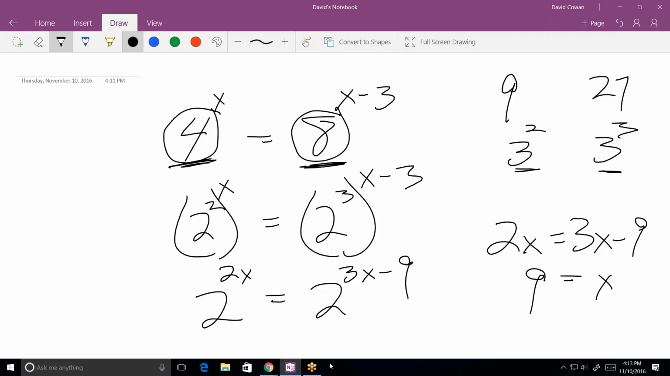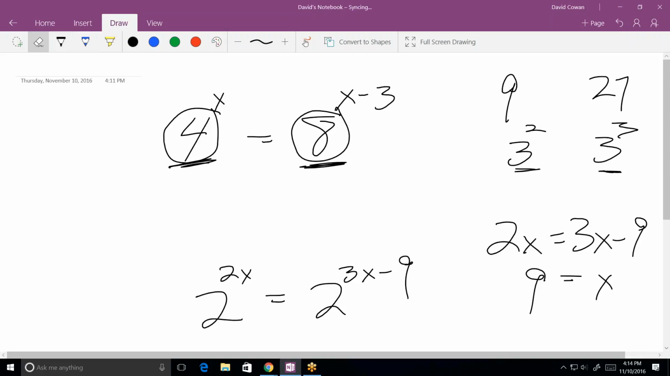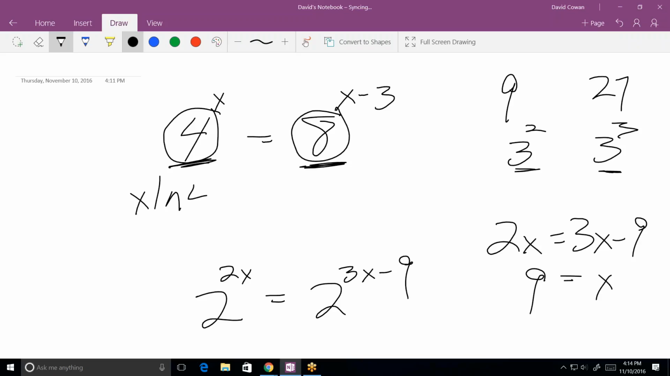You spent your whole life in math thinking of factoring, so you kind of have to switch your thinking to what is a common exponential base for these kinds of problems. But even if you didn't have a common exponential base, I could solve this logarithmically. In other words, I could always say x natural log of 4 equals x minus 3 times the natural log of 8.